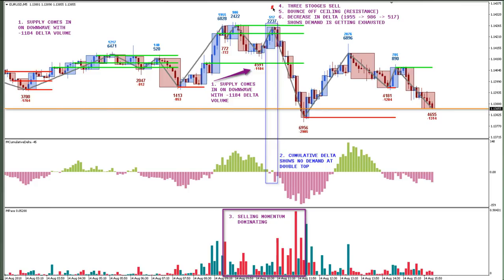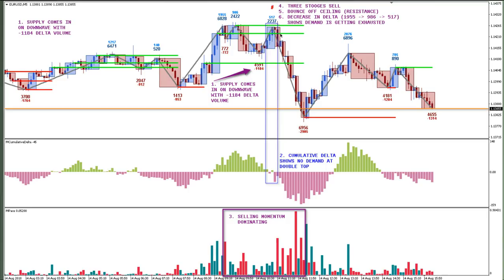We've got a Three Stooges sell here. We bounce off the ceiling here. And look, we've got a decrease in delta. Shows demand is getting exhausted. Look, 1955, 986, 517. I pay attention to things like this. When you see that steadily supply or demand is decreasing, it's running out of juice.